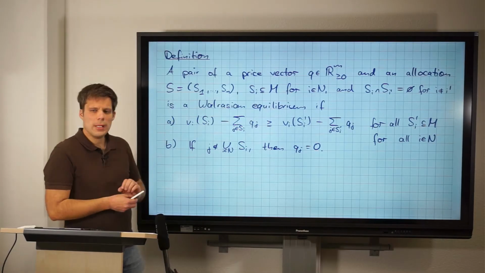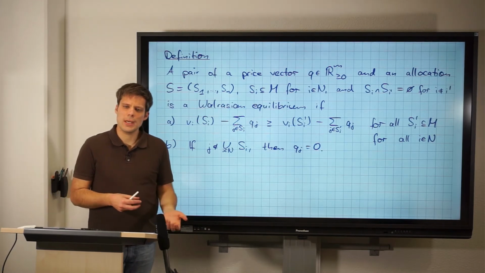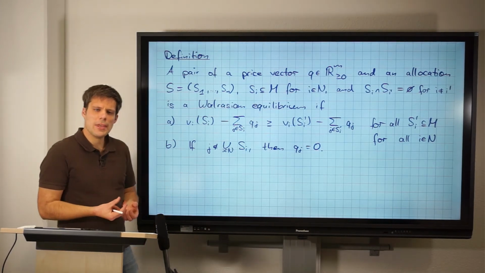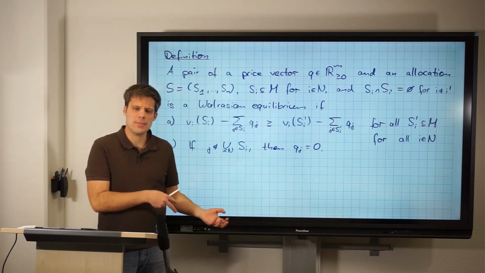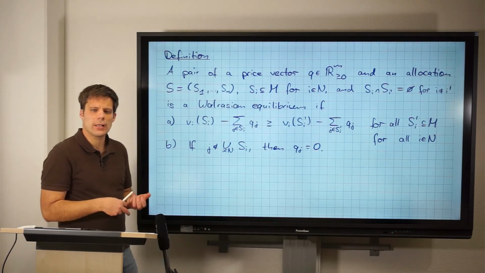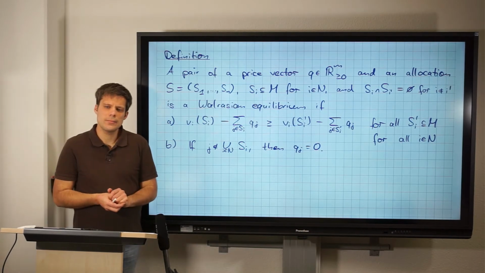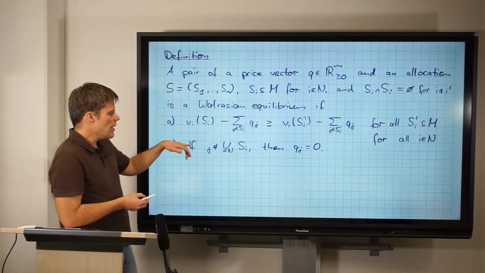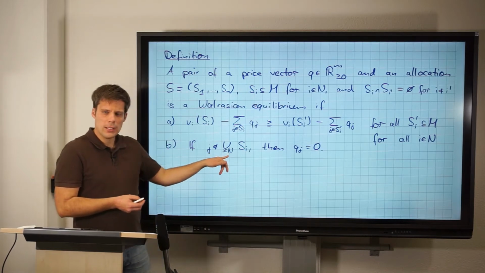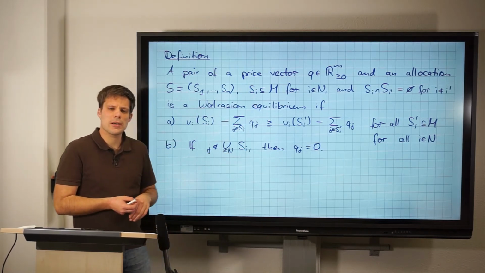So no player is unhappy with what they're getting. No player would rather get a different set of items than the one that they are currently being assigned. And then there's this other condition, which is as follows. If an item is not allocated, then it should certainly have a price of 0.